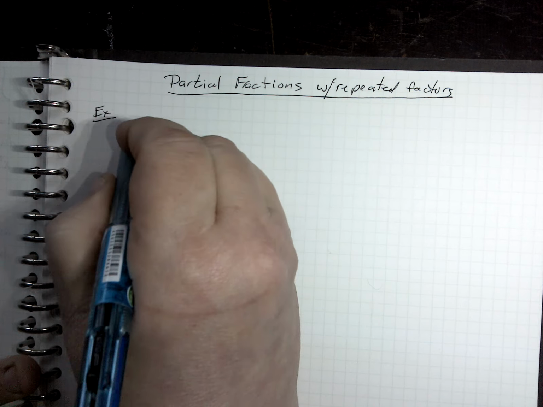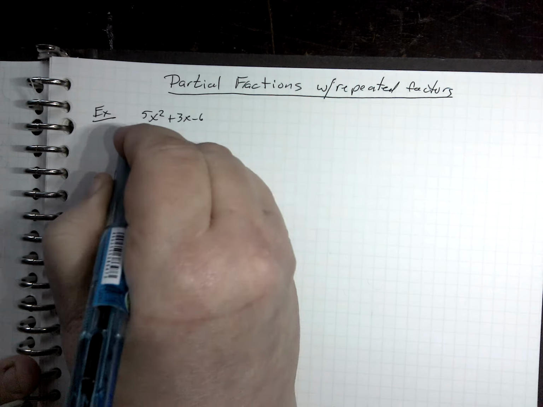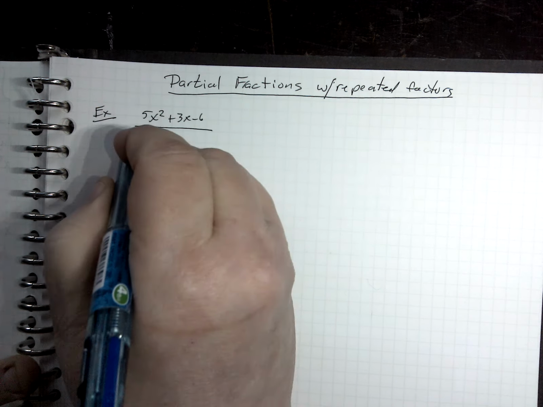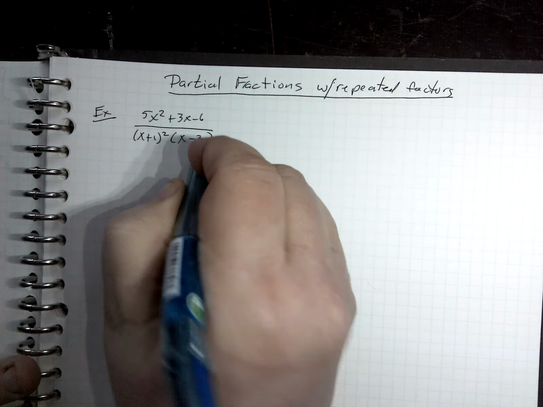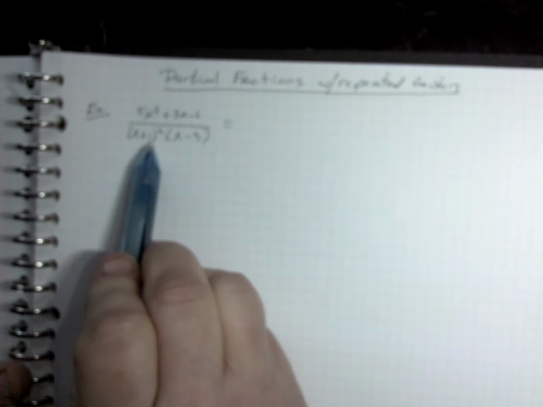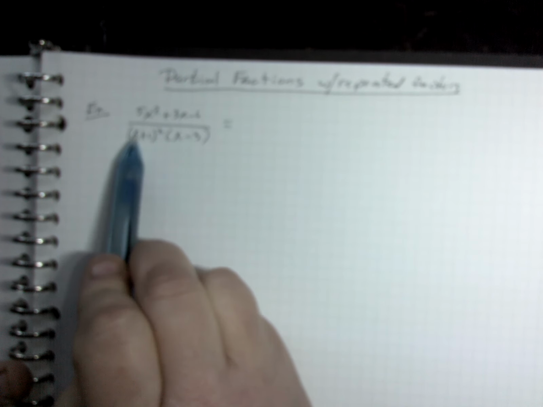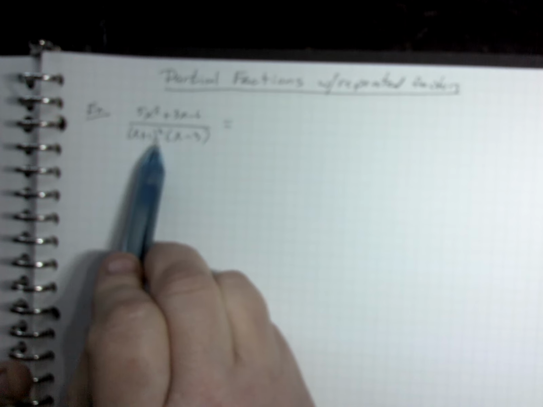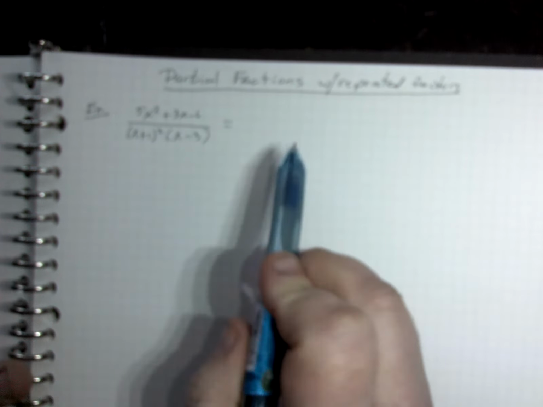Let's say I have (5x squared plus 3x minus 6) over, and let this already be factored. Now, this is not a quadratic per se. I mean, it's squared, so officially, if I multiplied it out, it would be quadratic. But the factor is linear, but it occurs twice. So we need to take into account the possibility that I'm going to have a fraction over x plus 1, or I might have a fraction over (x plus 1) squared. So I want to look at both of those cases.